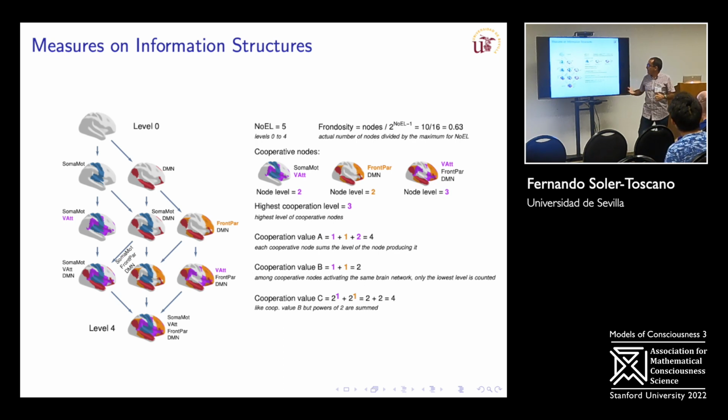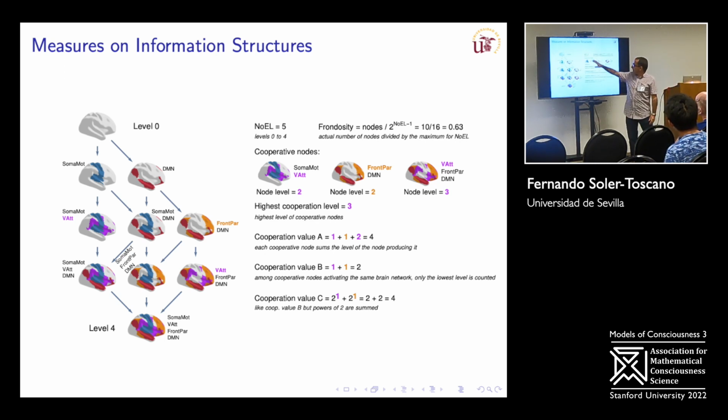We can look at a measure that we call frondosity, which is the amount of nodes in the structure divided by the maximum possible number of nodes with that energy level. For example, in a structure with 4 energy levels, we may have up to 16 nodes, but this structure has only 10 nodes. So 10 divided by 16 is the frondosity of that structure.